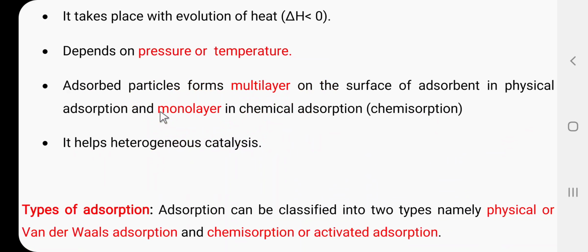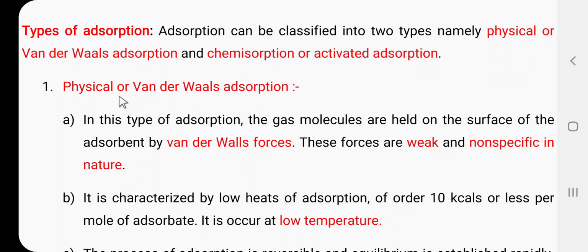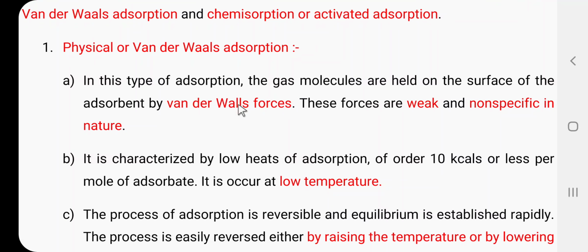Then the next point, types of adsorption. Adsorption can be classified into two types, namely physical or van der Waals adsorption. This physical adsorption is also called van der Waals adsorption. And the second one is chemisorption or activated adsorption. So, let us consider them one by one. First, physical or van der Waals adsorption. These are the properties of physical or van der Waals adsorption.